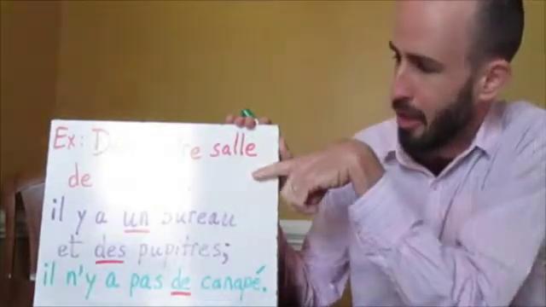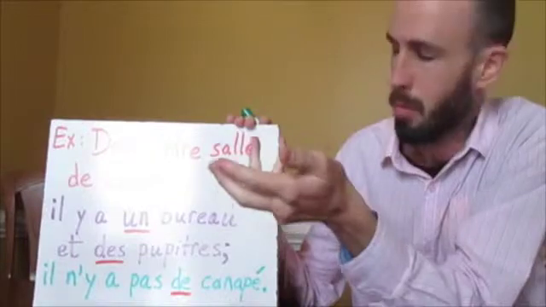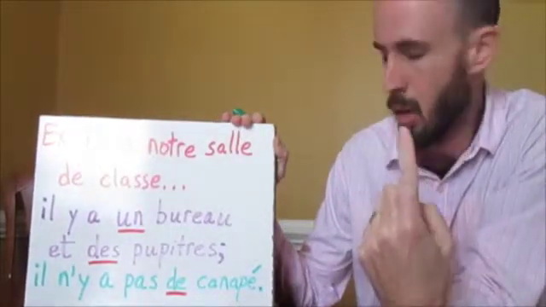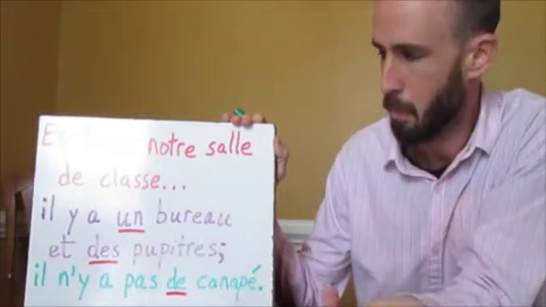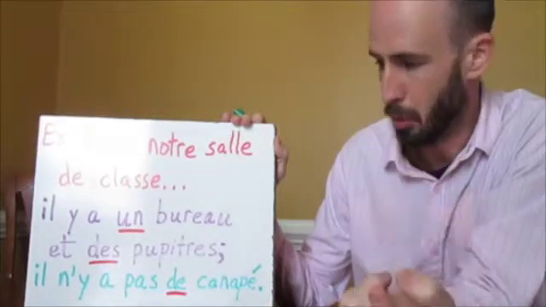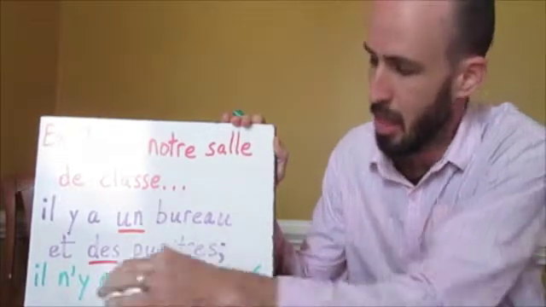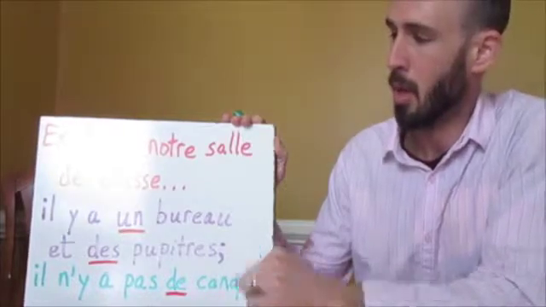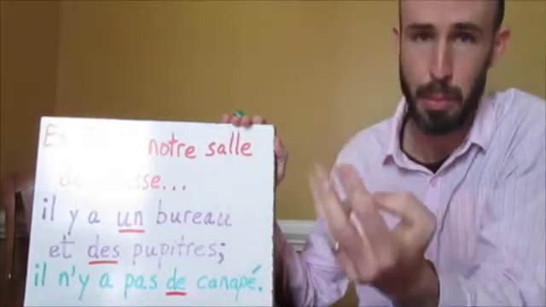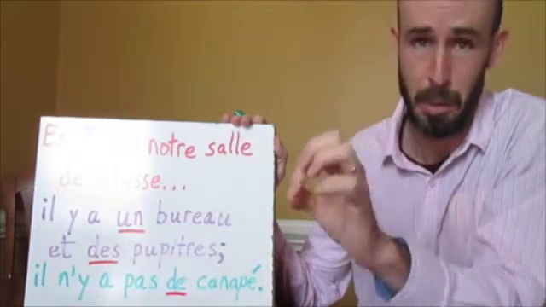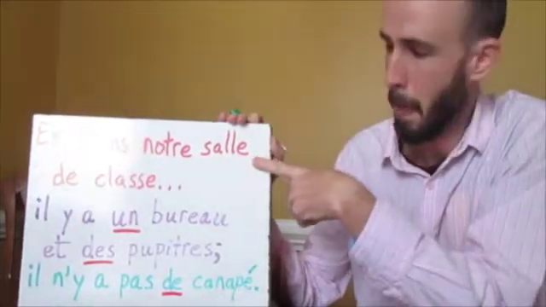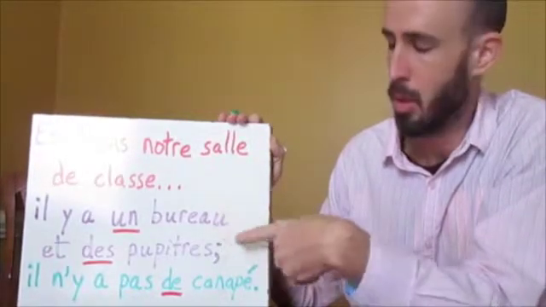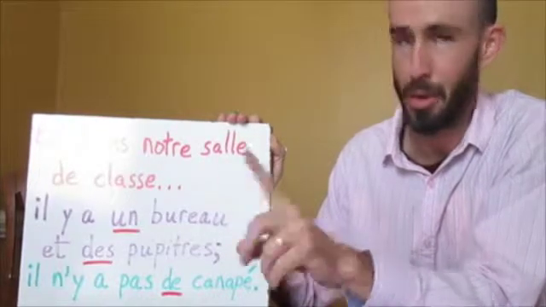Let's say, dans notre salle de classe, in our classroom. Dans notre salle de classe, il y a un bureau et des pupitres. But il n'y a pas de canapé. Mais il n'y a pas de canapé. In our classroom, there is a teacher's desk and several student desks. But there isn't a couch.